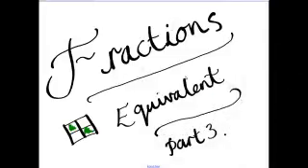Hey, welcome to part 3 of the equivalent fractions video. In this video we will be looking at how we can find the lowest, or maybe not the lowest, but a common denominator to help us find equivalence so as to compare and order fractions.